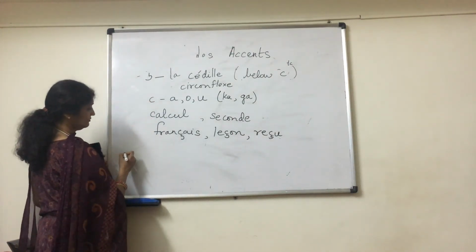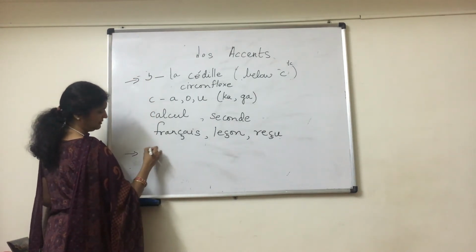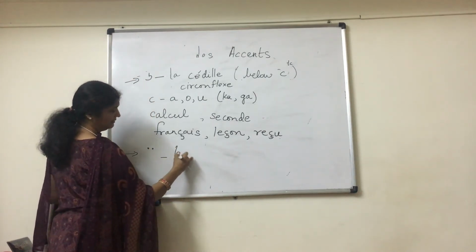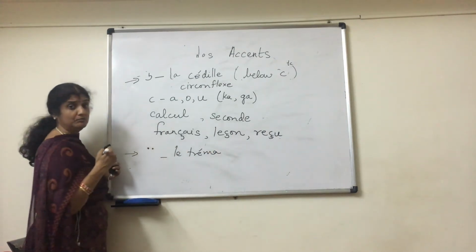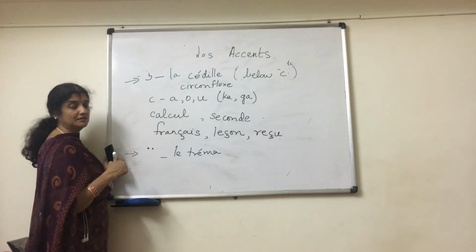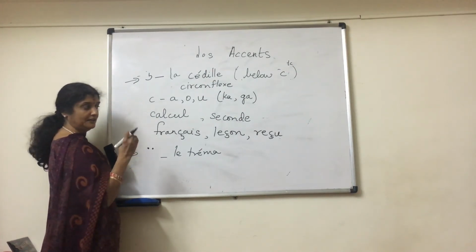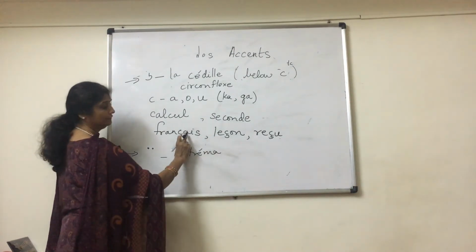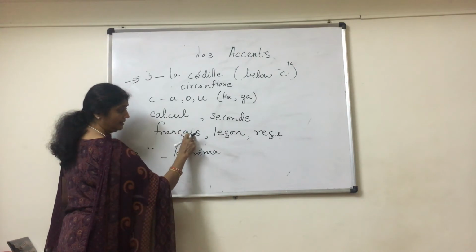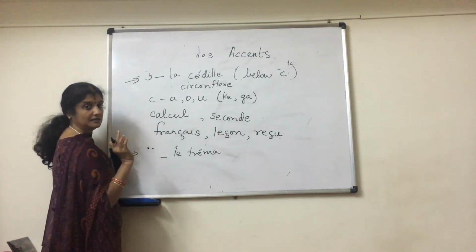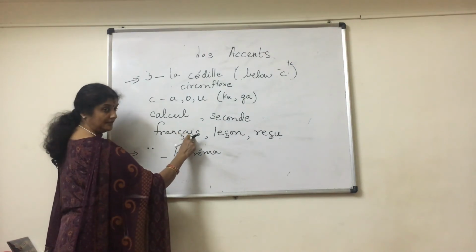We'll go to the next accent, which is called le tréma. Le tréma. Now, when there are two vowels next to each other in French, there is no special indicative pronunciation, but it takes the pronunciation as it comes together. For example, A and E together. The pronunciation is say. That is, there is a merging of the pronunciation of A and E.